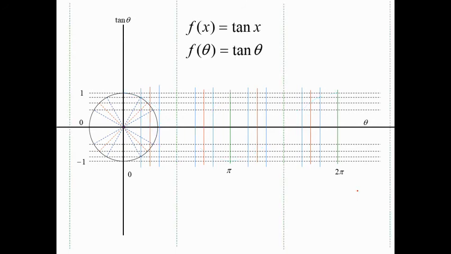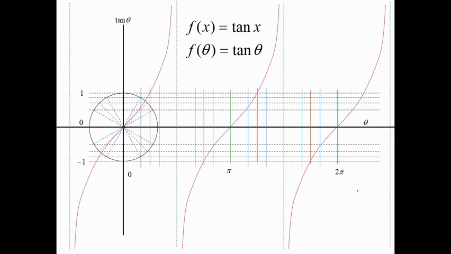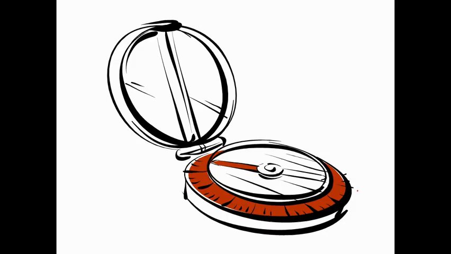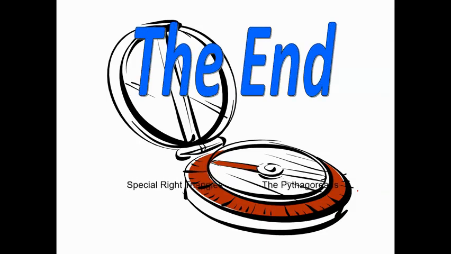Okay? If you're curious what tangent graphs look like, they look like this. And that's because the tangents have undefined areas. They have vertical asymptotes. Alrighty, and that is the end.